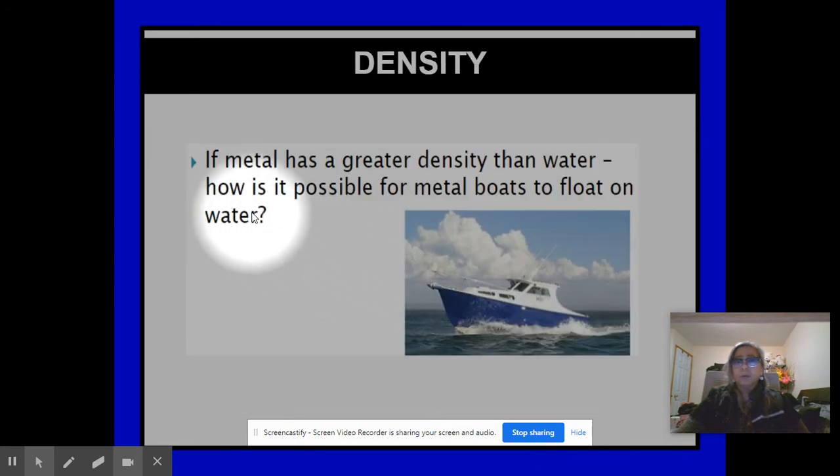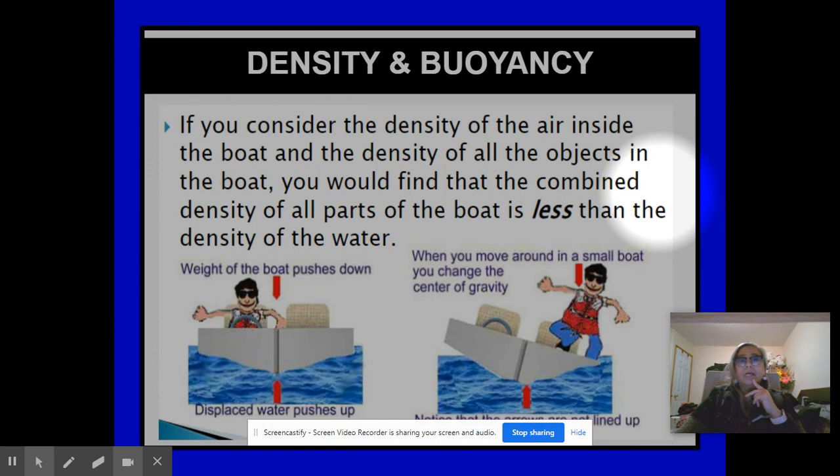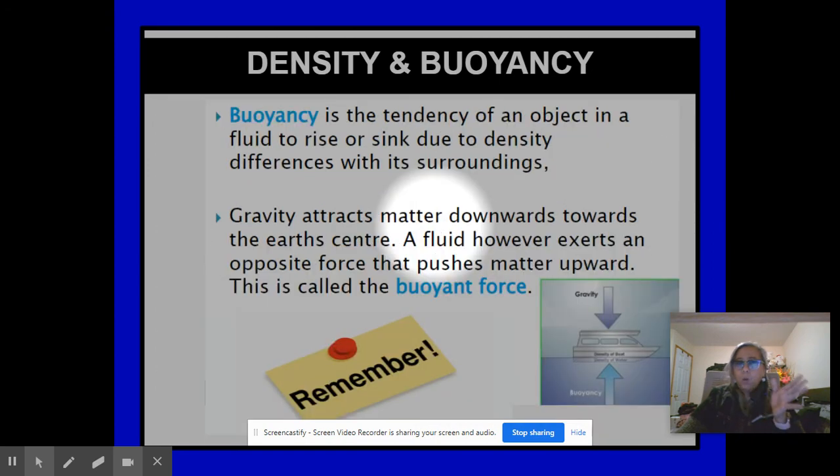Now, also, this is a good essential question. If metal has a greater density than water, how is it possible for metal boats to float on water? Hmm, good question. Now, there's always this connection between density and buoyancy. Buoyancy, the tendency of an object in a fluid to rise or sink due to density differences with its surroundings.